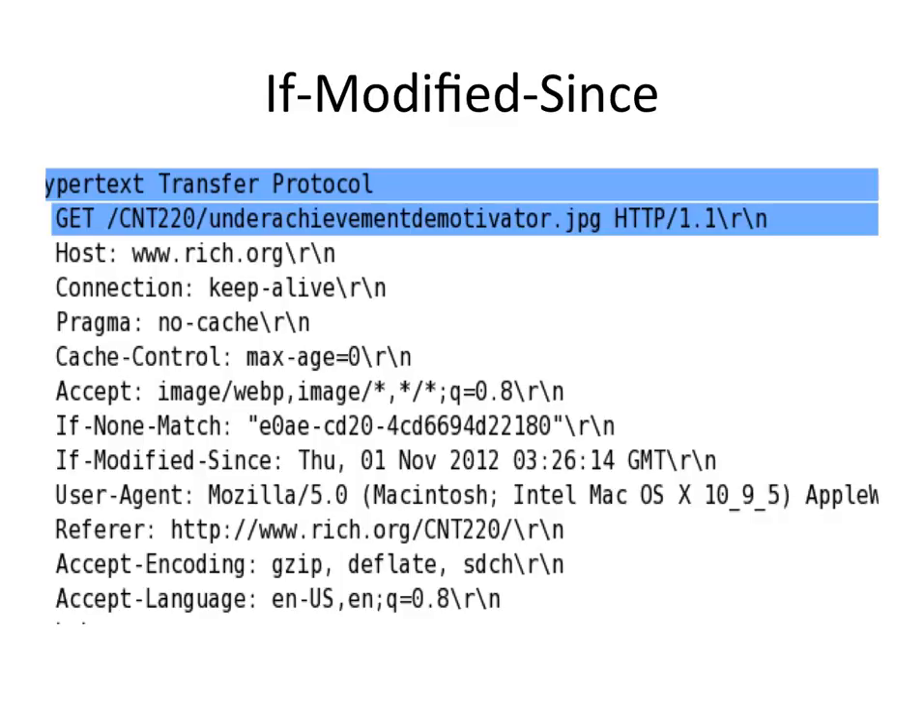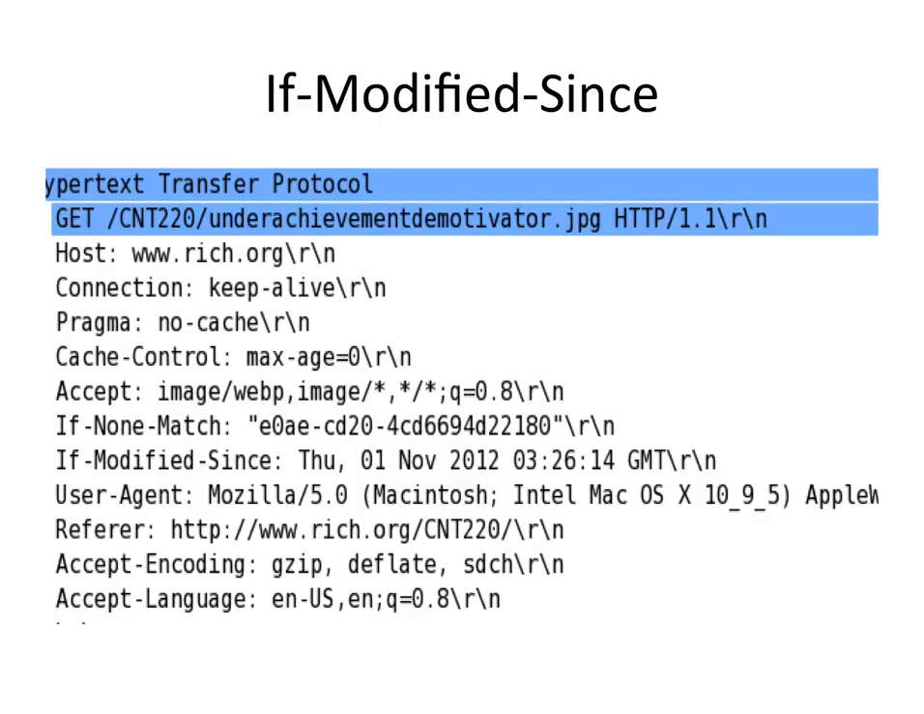So basically how that works is in your request, here's an example of an HTTP request. It's trying to get a file called underachievementdemotivator.jpg, and if you look about halfway down, maybe 3/5 of the way down, there's a header that says If-Modified-Since Thursday 01 November 2012. Basically it's telling the server, hey, send me that picture if it's changed since this date. And if that picture has not changed, then the server will not send it.